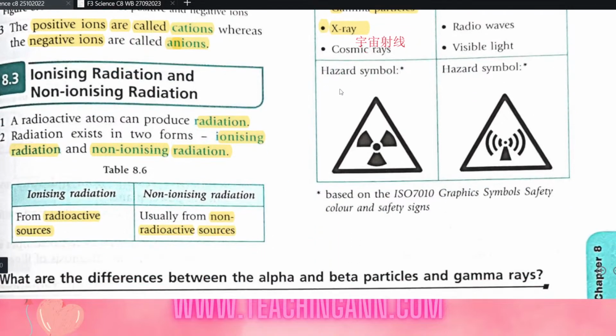So the hazard symbol for ionizing radiation will be like this. This is radioactive. Whereas the hazard symbol for non-ionizing radiation will be this one. This is your Wi-Fi, part of it is your Wi-Fi. So you're exposed to radiation anyway, everywhere. Understand?